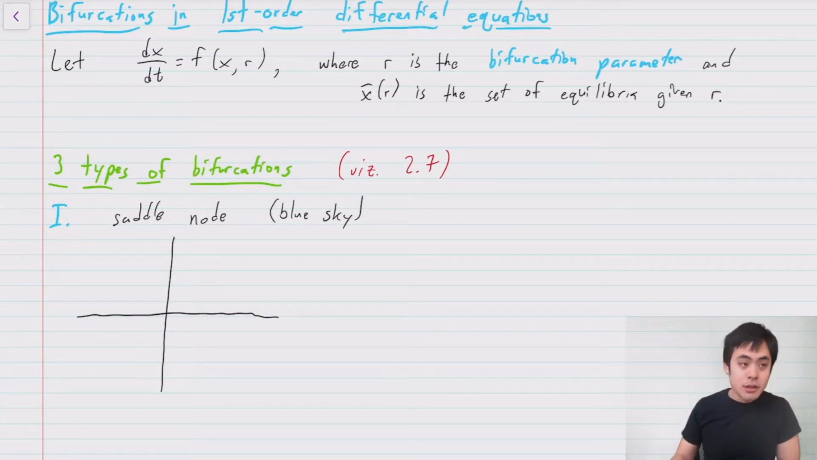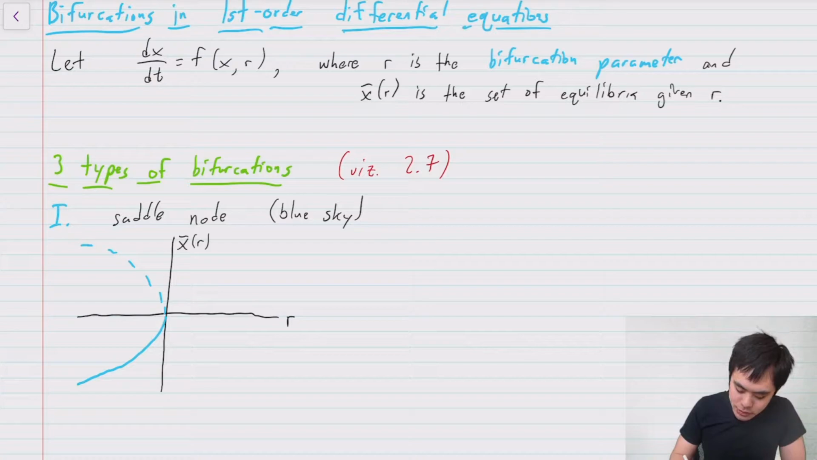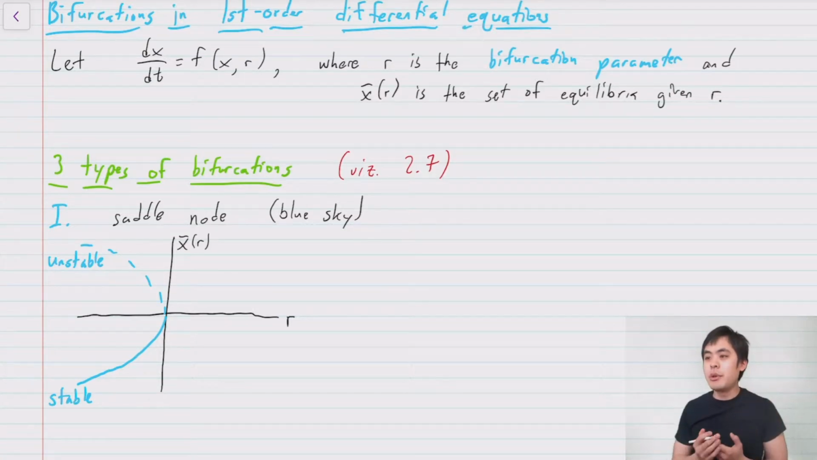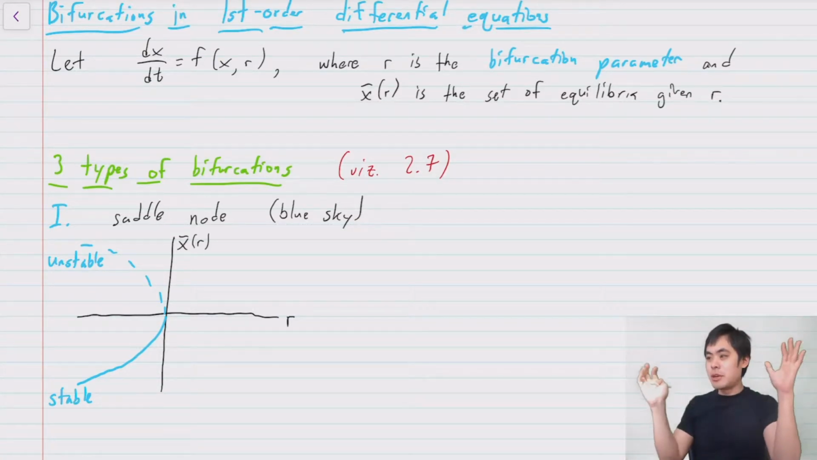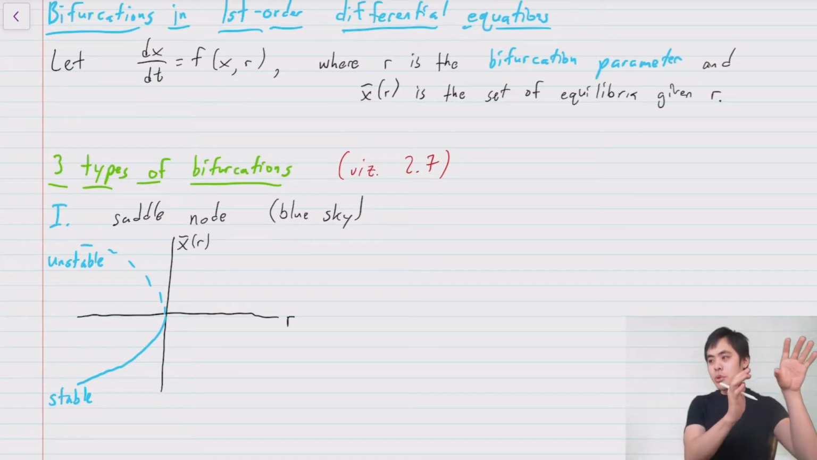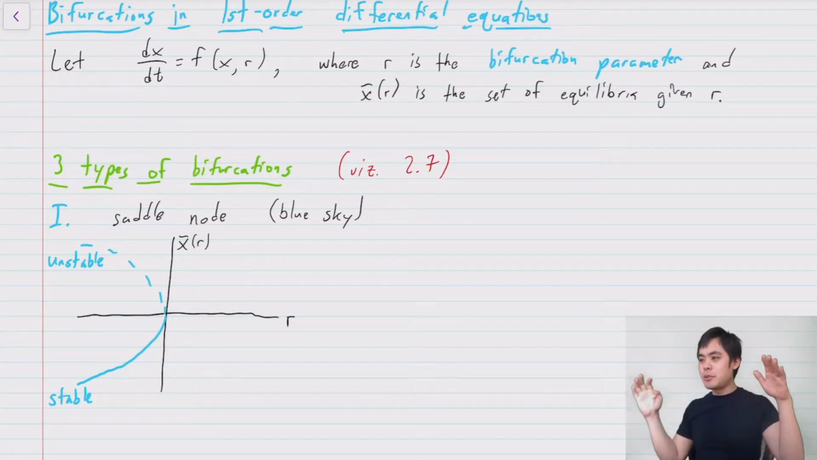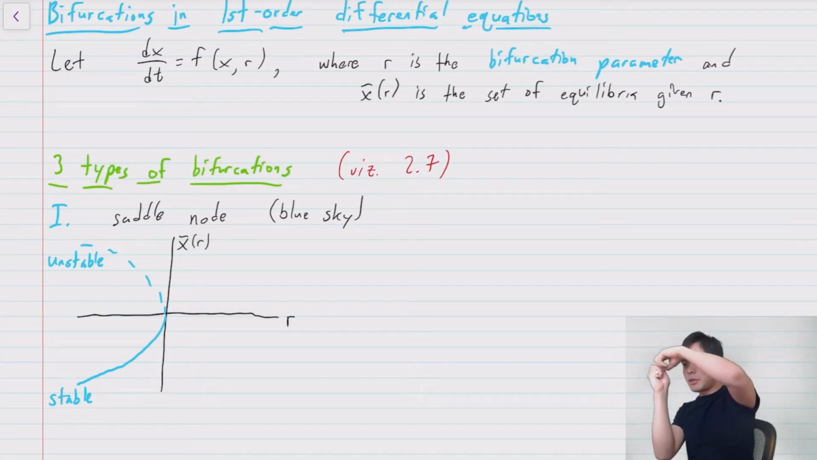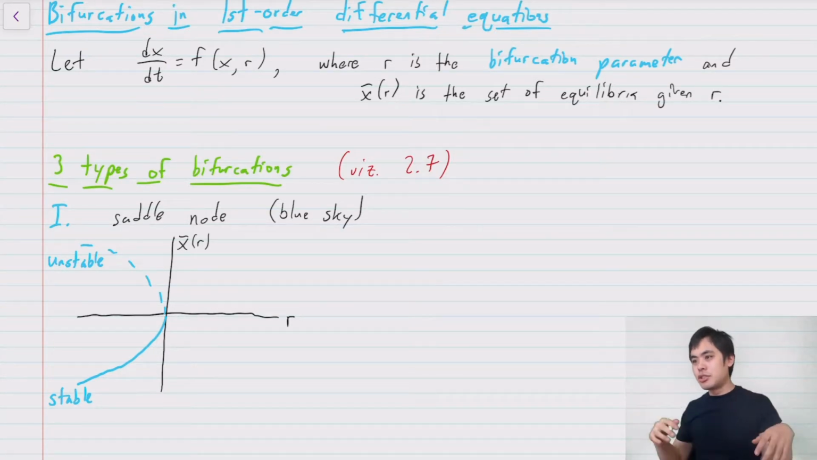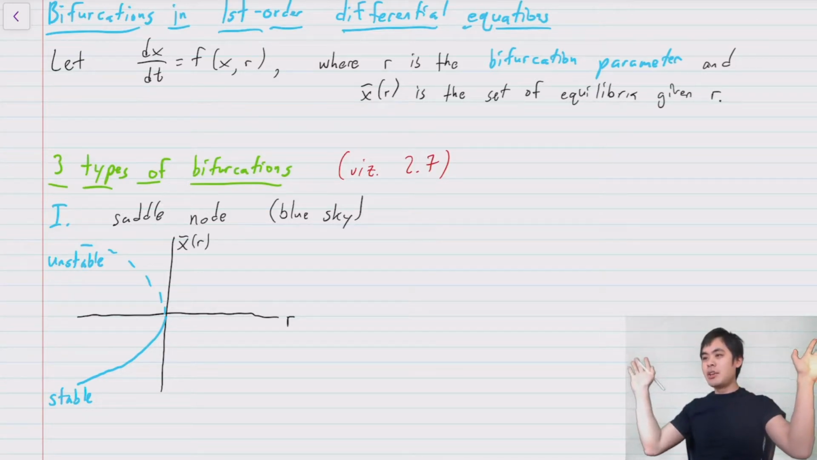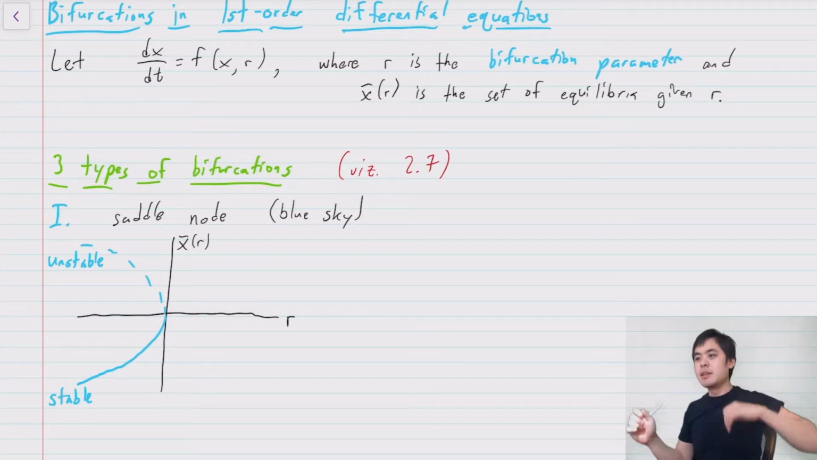So if we start with that, we have the r-axis and the x-axis where we're going to be graphing out x bar of r. Let's use the dotted line to refer to unstable equilibria and the solid line to refer to stable equilibria. This is when you have two equilibria that come together and disappear. Note that one of the equilibria you're starting with is unstable, the other one is stable. They come together, and at some point, they disappear and go poof. Alternately, if you look at it from the other direction, you start with nothing, and then all of a sudden, poof, a pair of equilibria appears and separates out of nowhere.